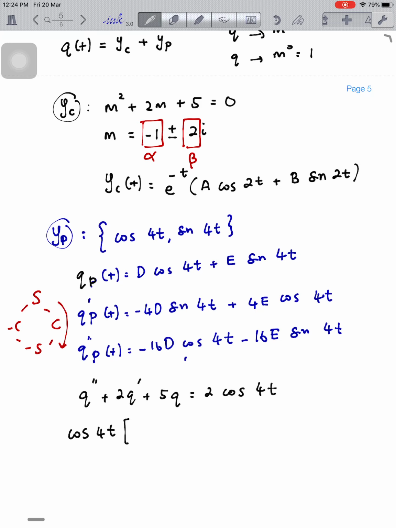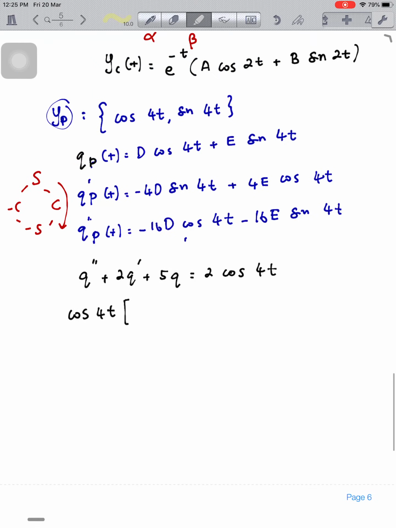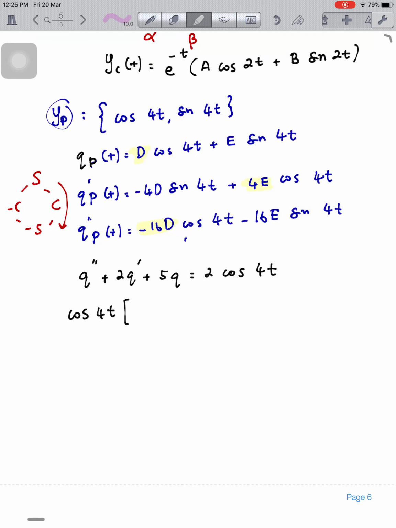Alright, cos of 4t, so let me highlight all the terms related to the cos first. This is cos, this is cos, this is cos as well, and let's put sine in a different color, and this is sine, this is sine, and this is sine as well. Do not forget the negative.